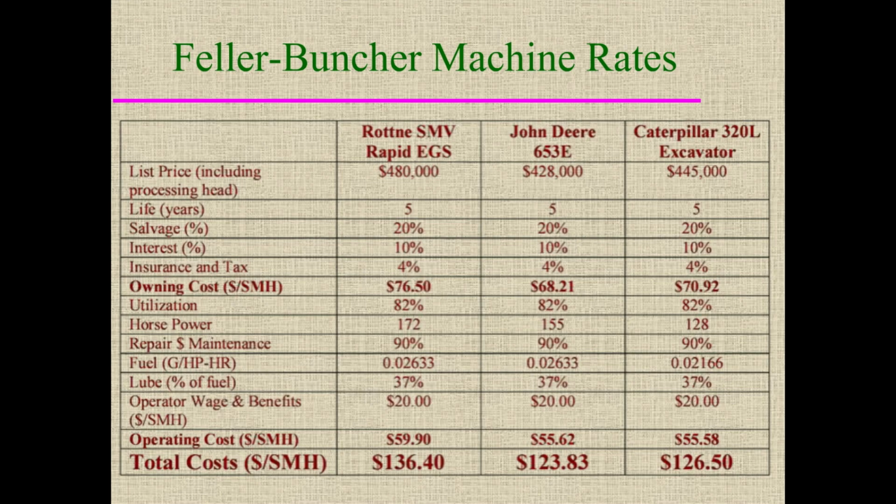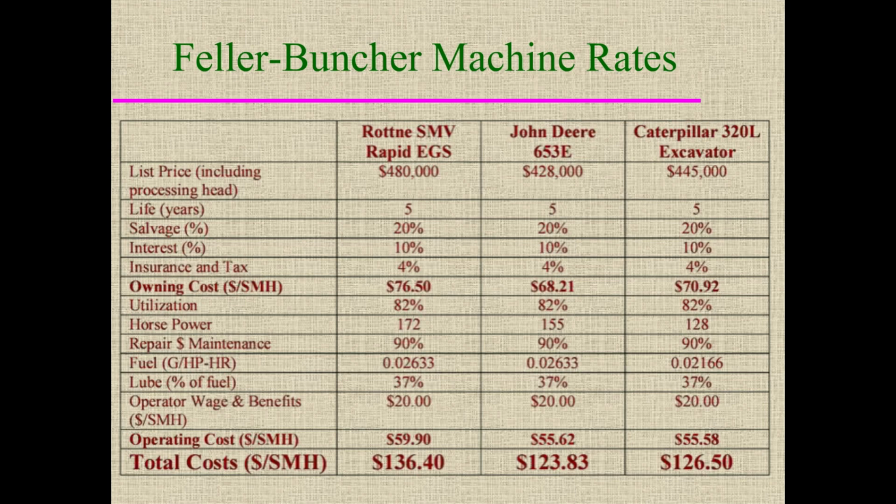This is on page 7 of that section, and these are those 3 machines that we saw in some of our graphs earlier. This is for felling and bunching: a Rotney machine, a John Deere machine, and a Caterpillar. And I mentioned the names, but I don't endorse any of those companies. As I said earlier, we don't endorse one machine to the exclusion of others.